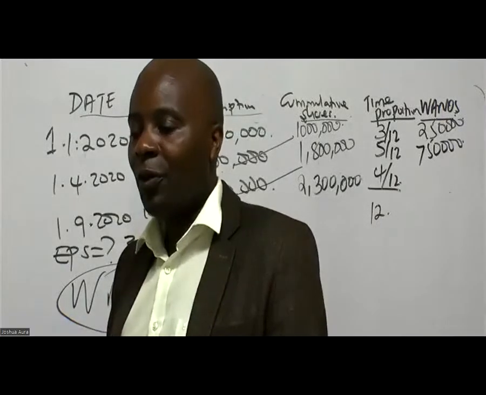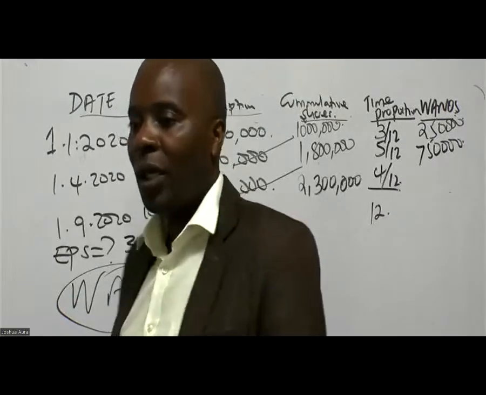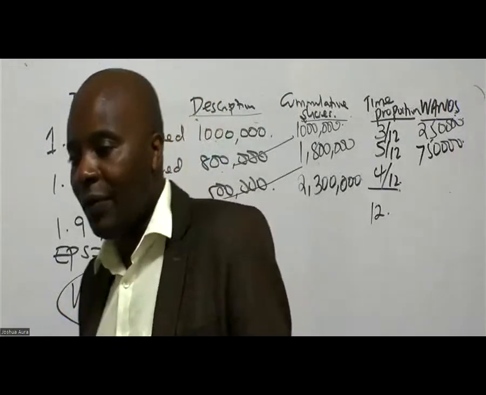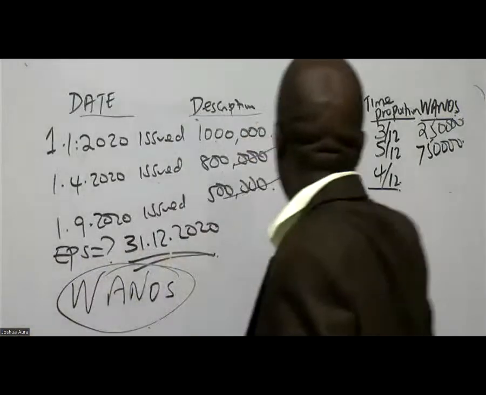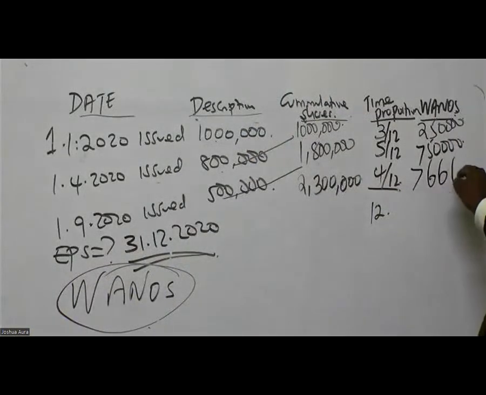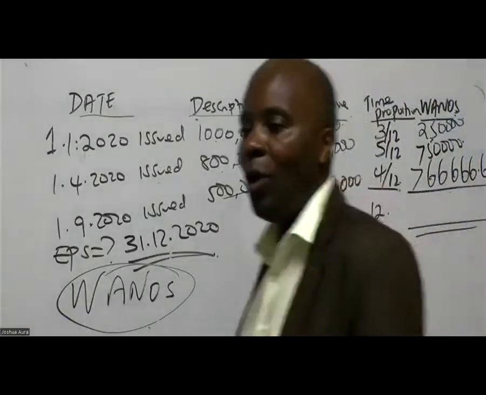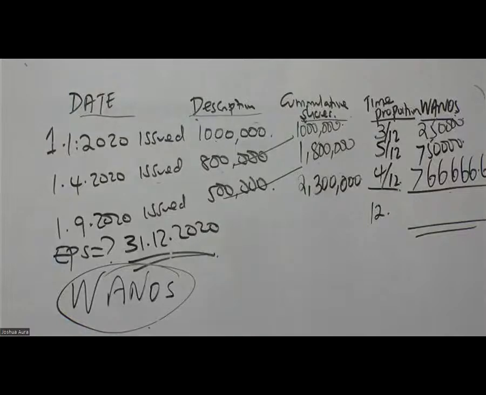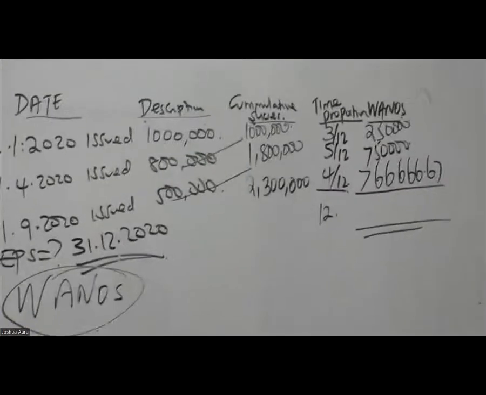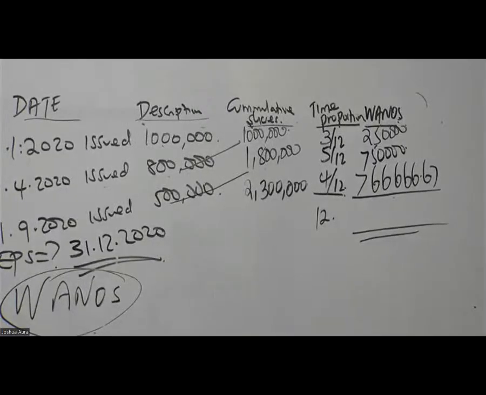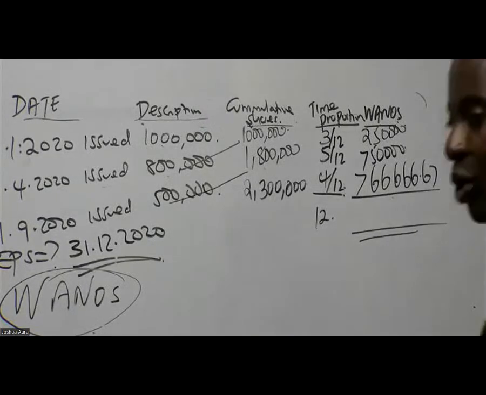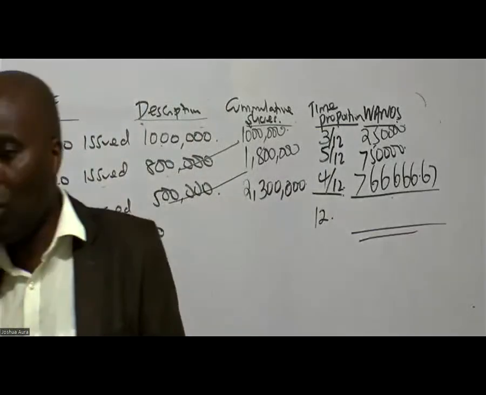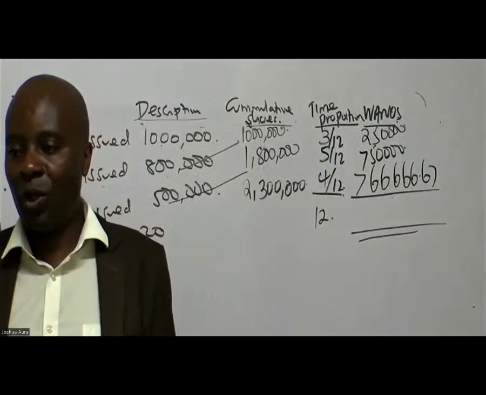2.3 million times 4 over 12 gives 766,666.67. So please add for me to get what we call the total 10C. The total 10C will end up giving us how much?